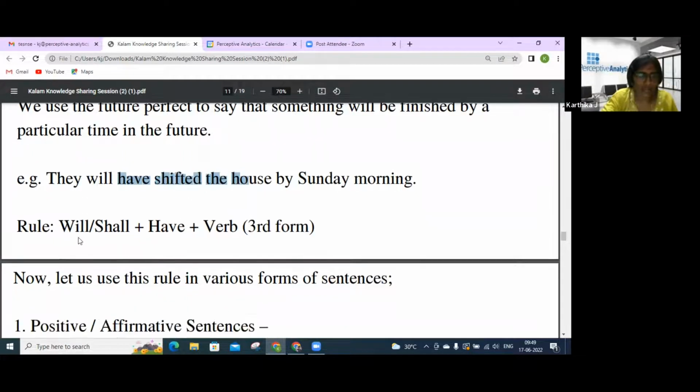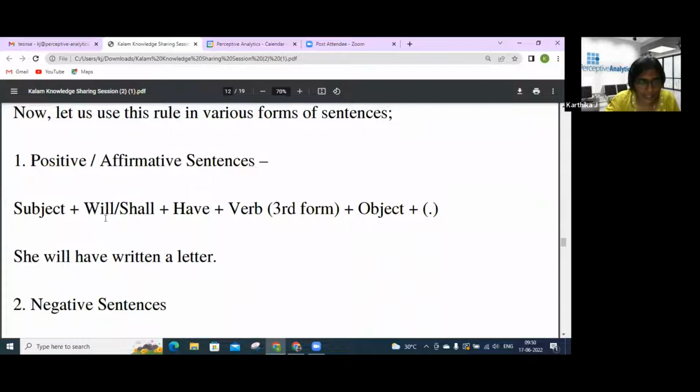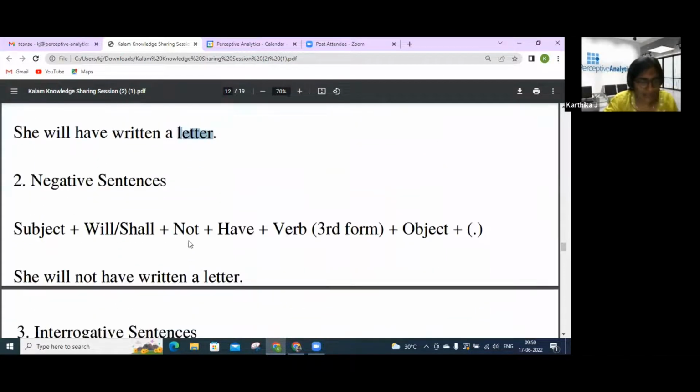So the rule for this is will or shall plus have plus V3 verb. So in the future perfect we have to use the V3 verb. Here, subject plus will or shall plus have plus V3 verb plus object. The subject here is she, will have, the verb is write. So V2 is wrote and V3 is written, and the object is a letter. So she will have written a letter. And in negative, we simply have to use not. She will not have written a letter.